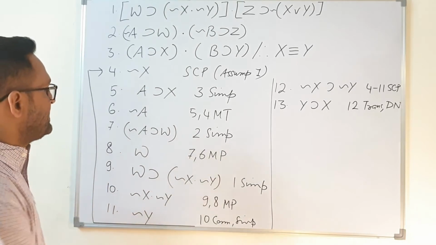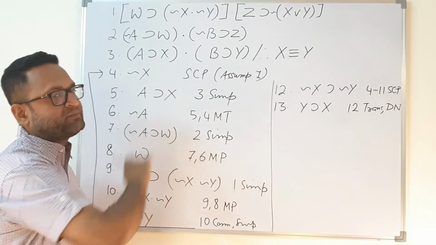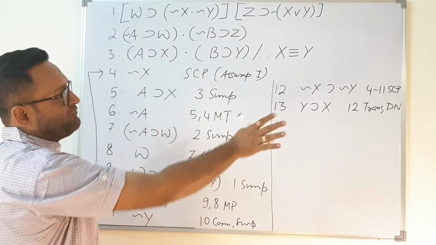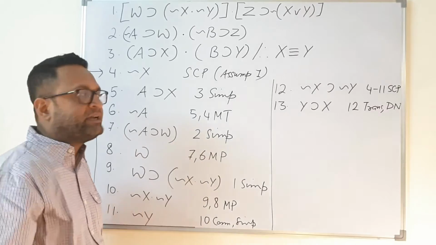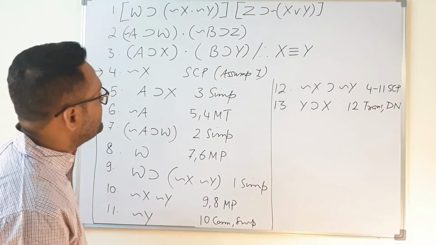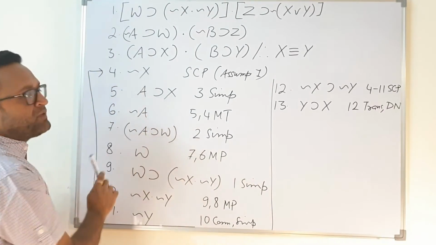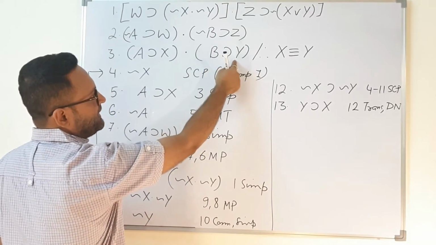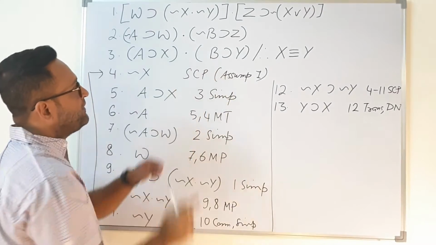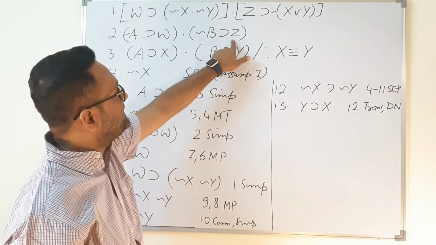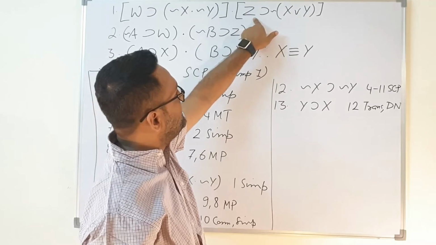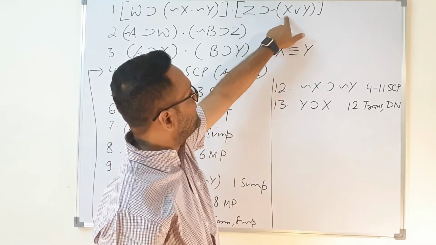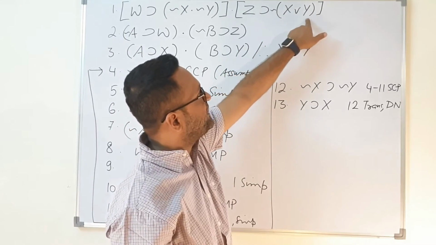I will tell you the strategy rather than solving it, because as you can see the space is not much, and if I have to solve it, I have to remove these steps. So you will understand how to solve it. Once you take negation of Y, you have to simplify this. From negation of Y on this, you will get negation of B. From negation of B, you will get Z. From Z, you will enter this line and you will get again negation. You will use modus ponens and you will get negation of X dot negation of Y.